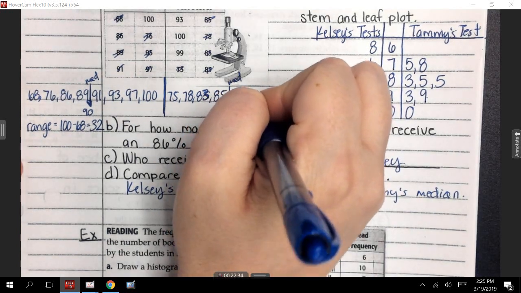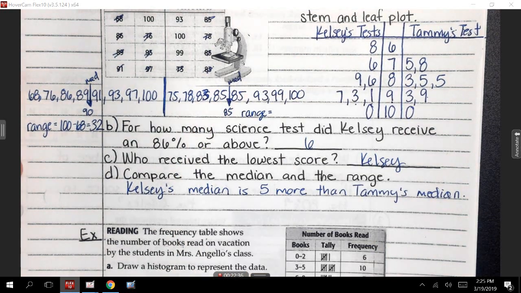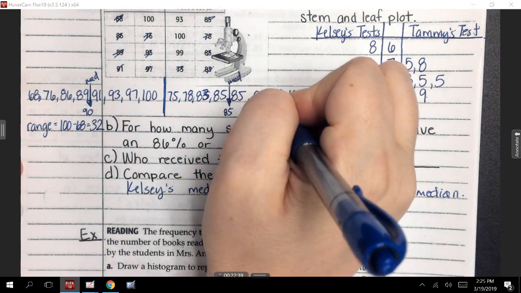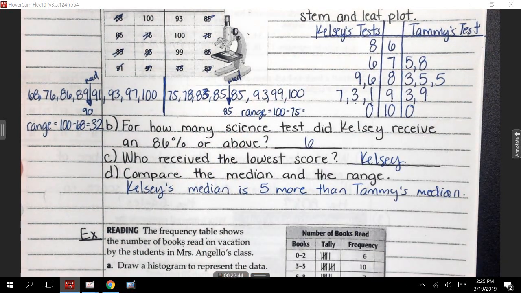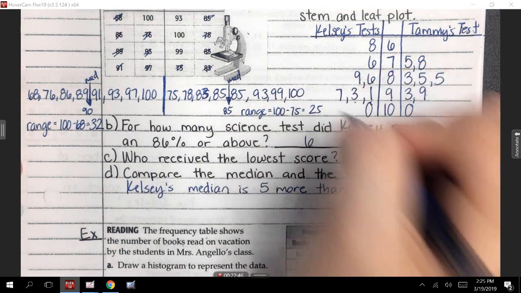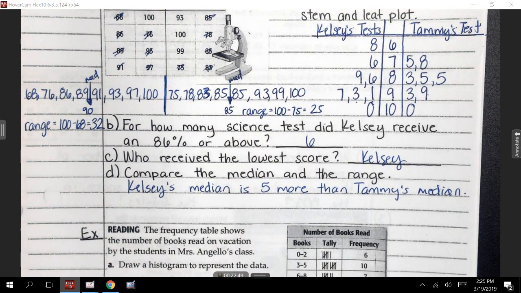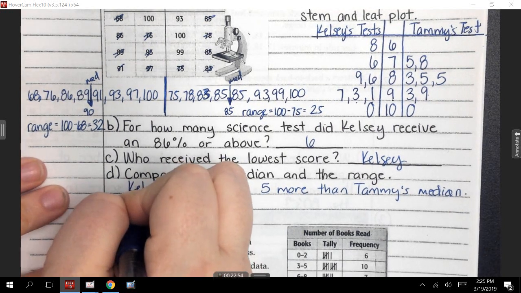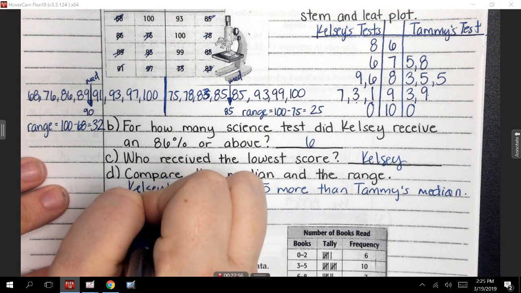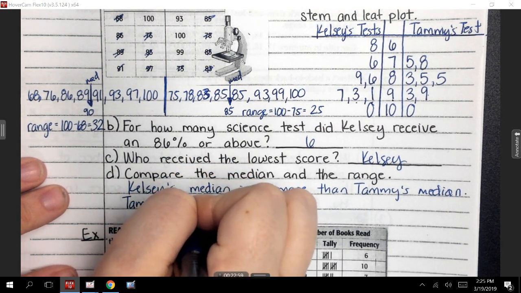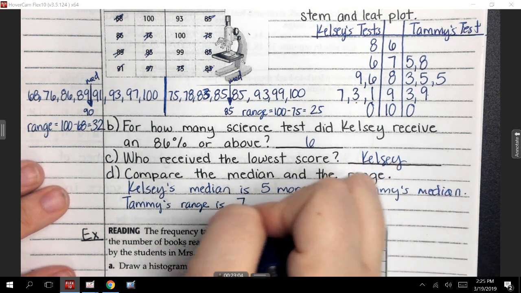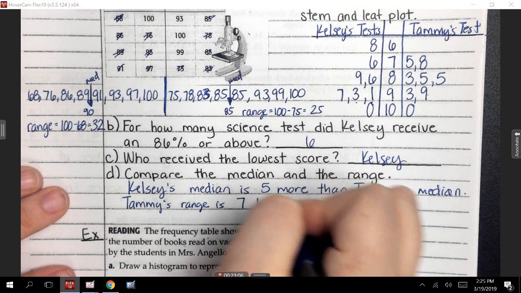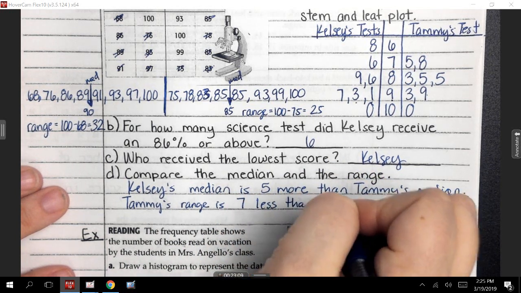My range for Tammy, what am I doing to find the range for Tammy? All right, 175, what do we get there? 25, excellent. Can someone give me a sentence to talk about the range? Tammy's range is 7 less than Kelsey's range. Very good.